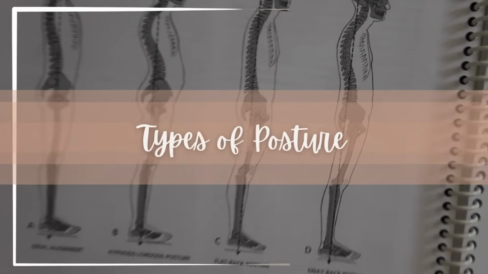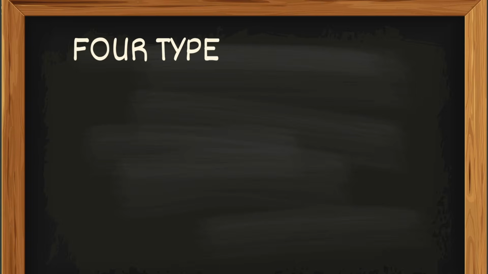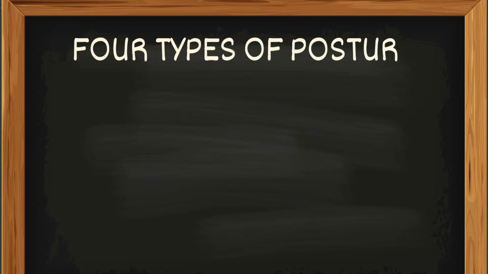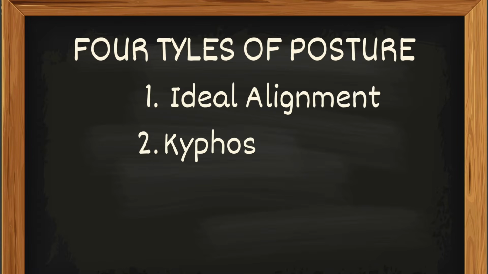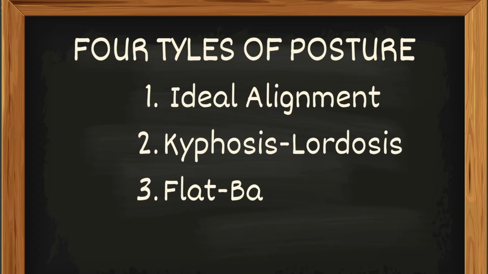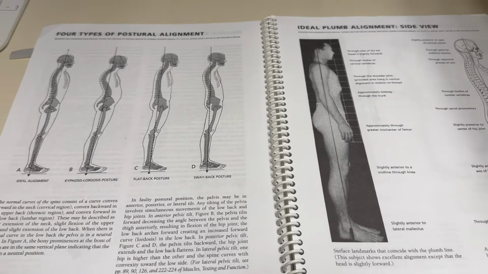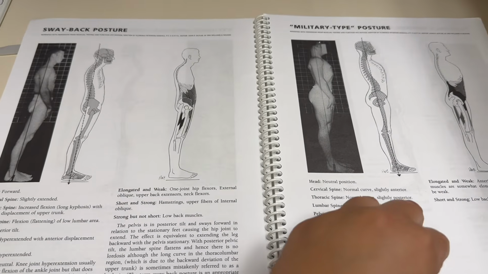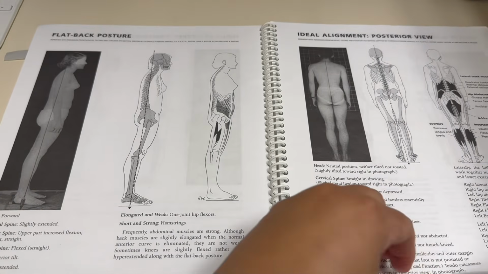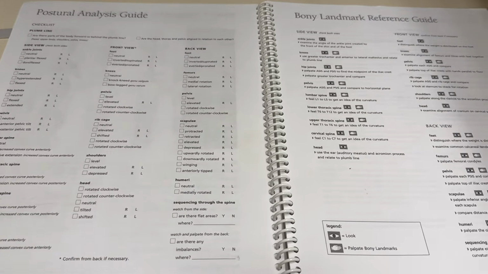There are 4 different types of posture that we're going to be on the lookout for. There's ideal alignment, which is the alignment that we highlighted earlier in this video, where the muscles are pulling evenly. There's kyphosis lordosis, which is an excessive curvature in the lower back and the upper back. There's flat back and sway back. Again, your book is going to go into much deeper detail on what these 4 different postures look like. Make sure that you understand the differences between these 4 different postures, because when you do your exam, you'll have to create a program based on the postural analysis for your test body.